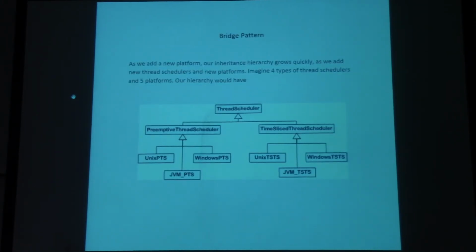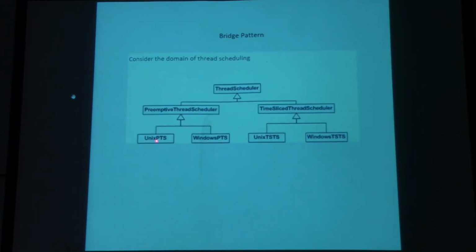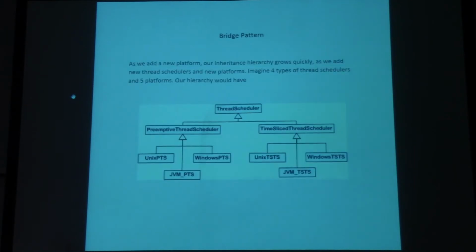So let's say as we add a new platform, so again, Windows is a platform, Unix is a platform, we're going to add a new platform. And we're going to add a JVM platform, which is Java Virtual Machine Platform. So now, if we have a preemptive thread scheduler, we have to add an implementation for JVM on PTS and JVM time sliced. So we're doing that.